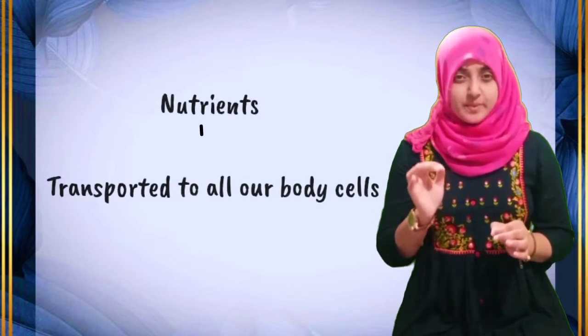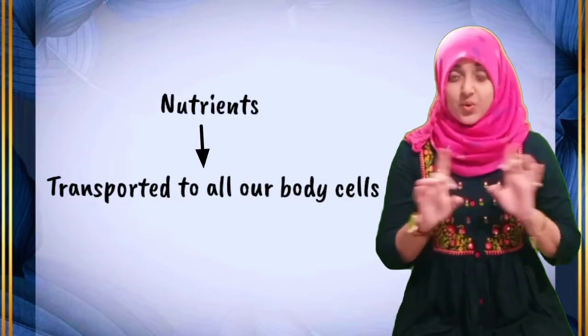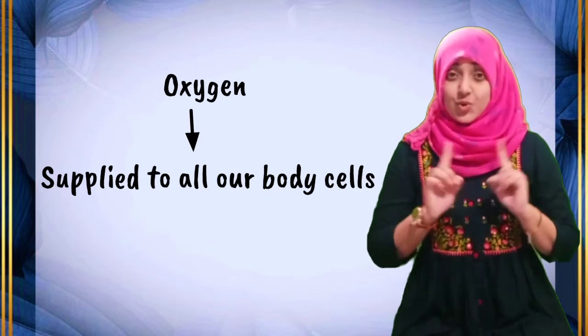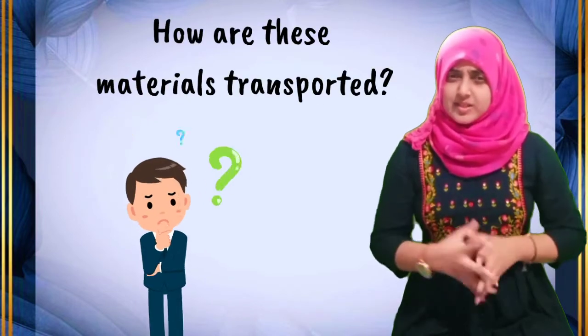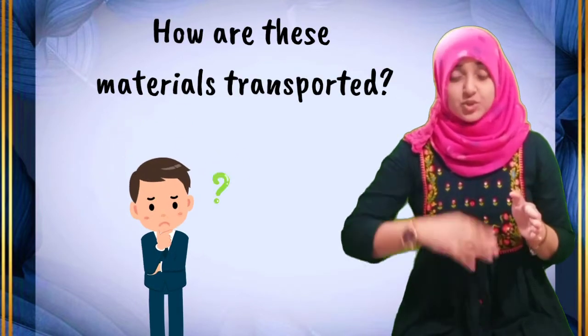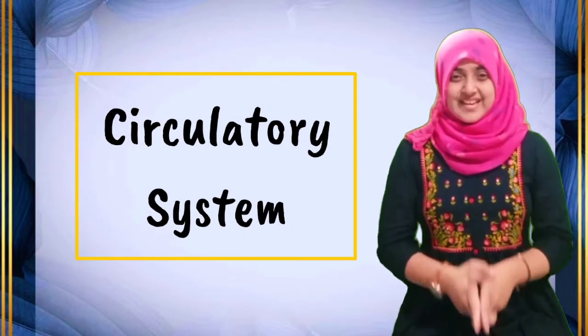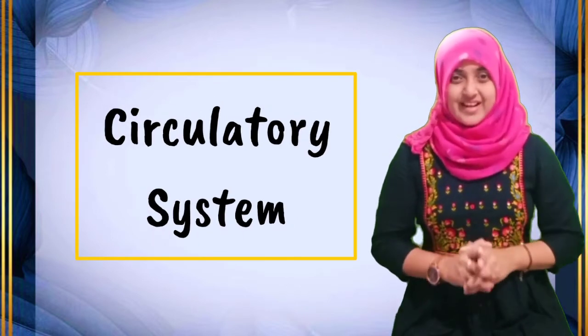In our previous sessions, we have seen that the nutrients obtained from the food are transported to all our body cells. We have also seen that the oxygen taken in while breathing is also supplied to all our body cells, right? But the question is, how are these materials transported from one part to the other part in our body? Well, the multicellular organisms have a specialized system for the transportation of materials within them, known as the circulatory system. And that is what we shall study about now.